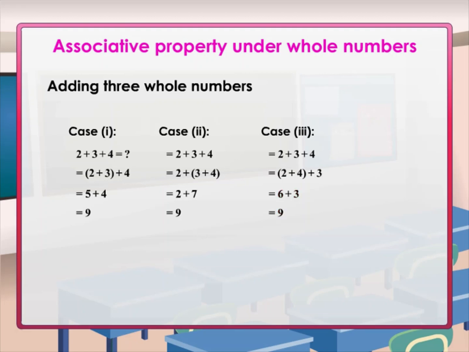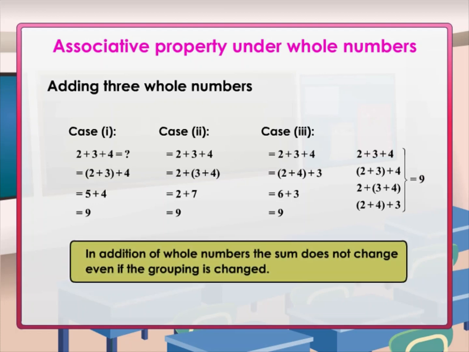So we see in all the three cases, even though the grouping was different, we get the same answer, which is 9. So here we have learned when we add 2 plus 3 plus 4, add 2 plus 3 first and then add 4 to it, or add 3 plus 4 first and then add 2 to it, or add 2 plus 4 first and add 3 to it, and we get the same answer, 9, in all the three cases.